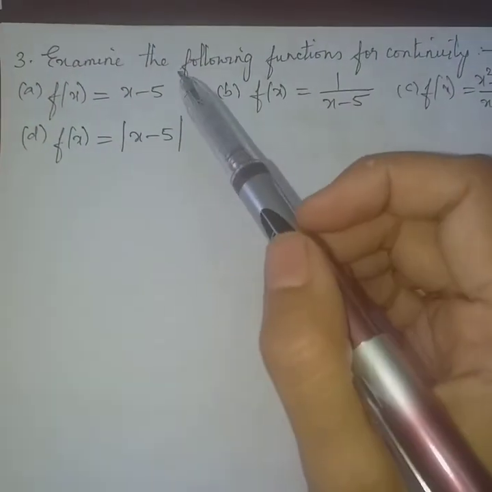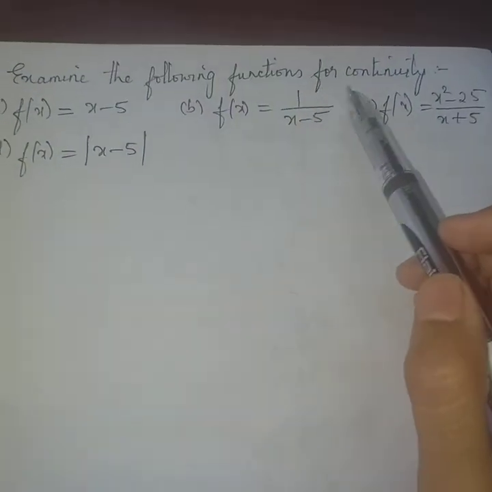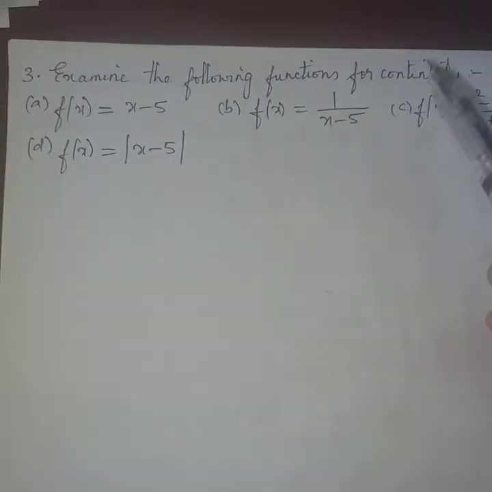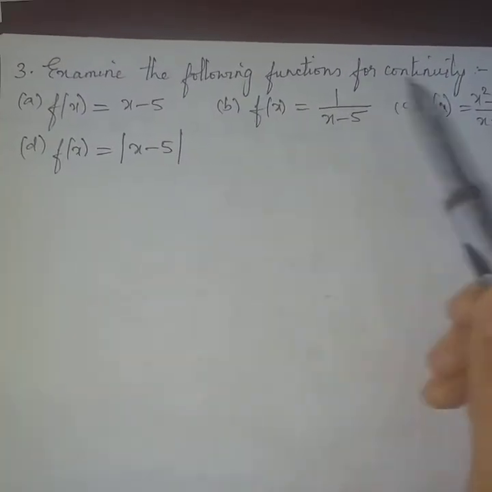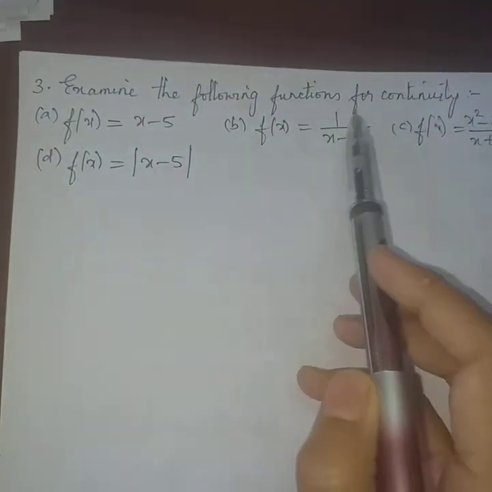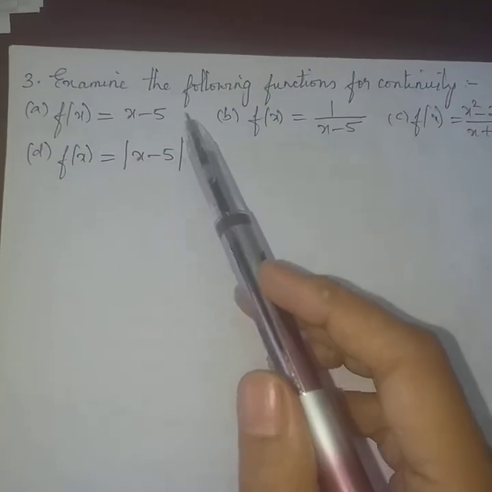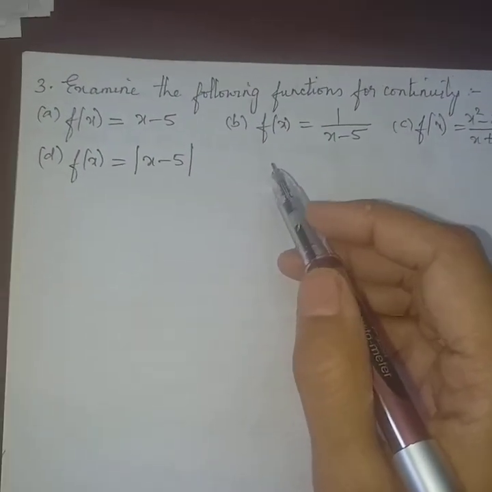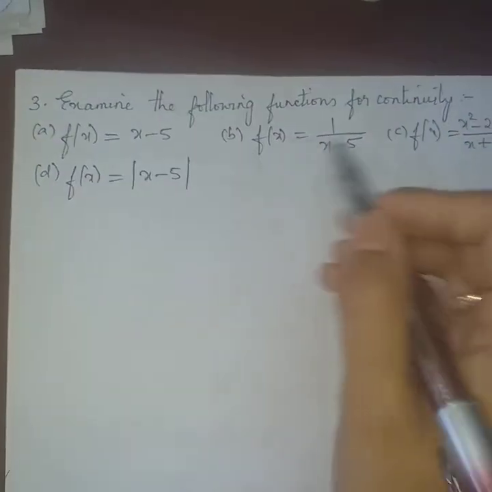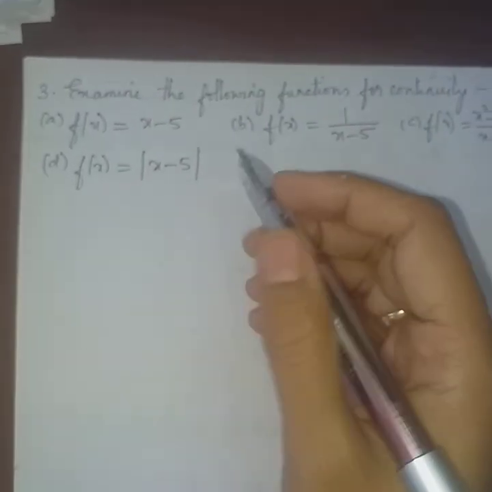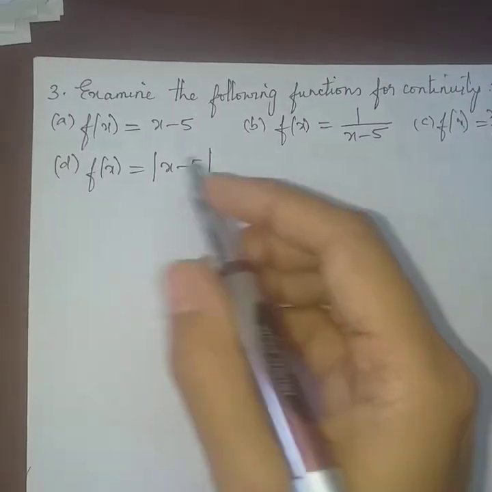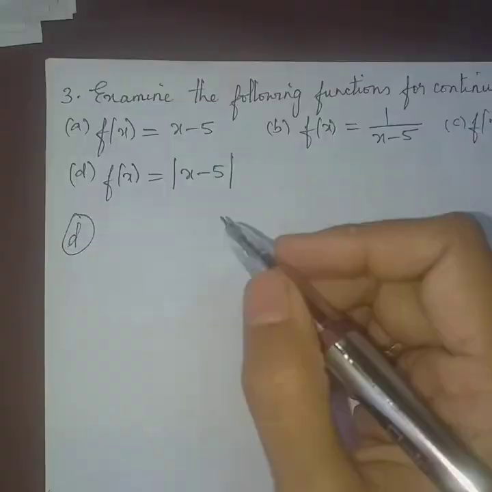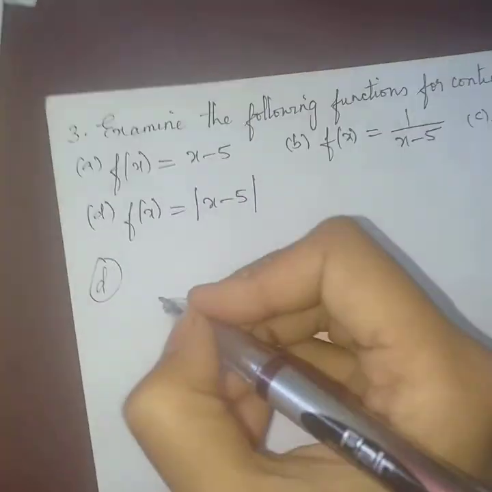Now another kind of problem: examine the following functions for continuity. Here we are not given any point. We don't have to prove at any point, but examine the following for continuity. We have to check as a whole whether it is continuous at every real number or not. So we have 4 questions. Out of these, if we select any one, then the others are the same. So we will do only one problem.